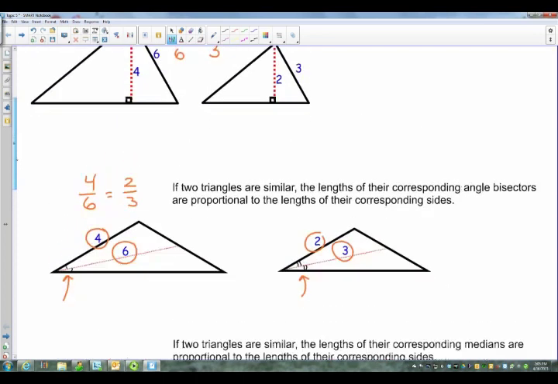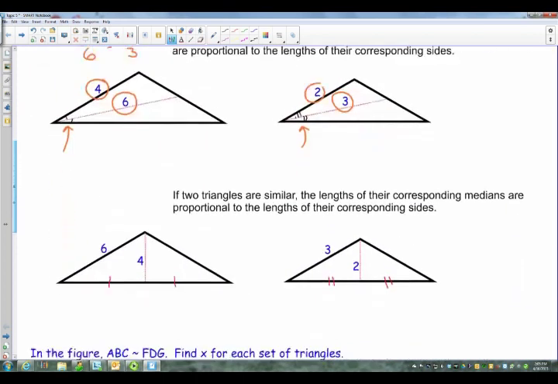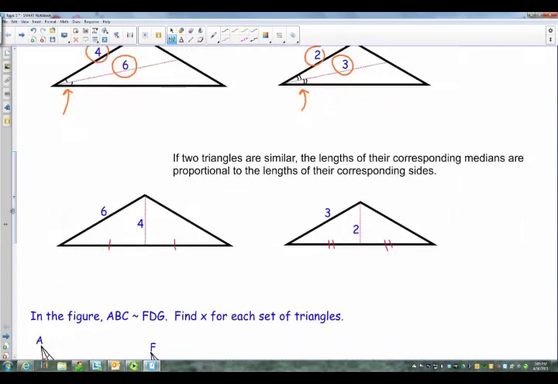So we've got the altitudes, we've got the angle bisectors, and finally we have the medians. Now remember, the medians meet at the midpoint of the opposite side. It does not have to be a right angle though. All that shows is that these two smaller sides in each of these triangles are congruent.